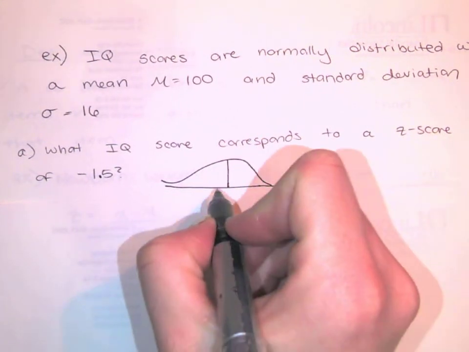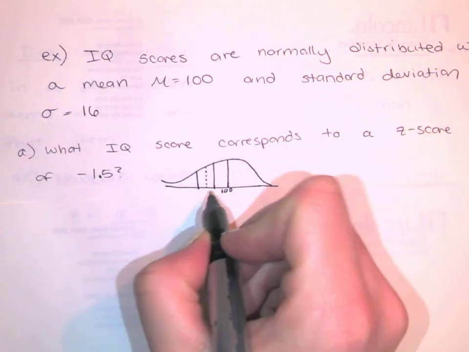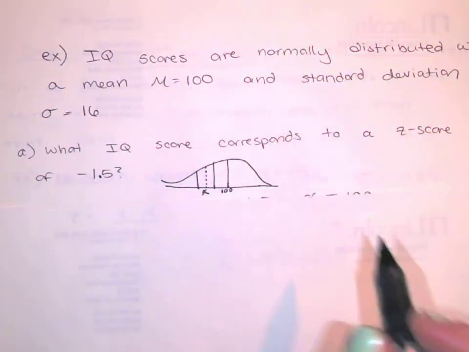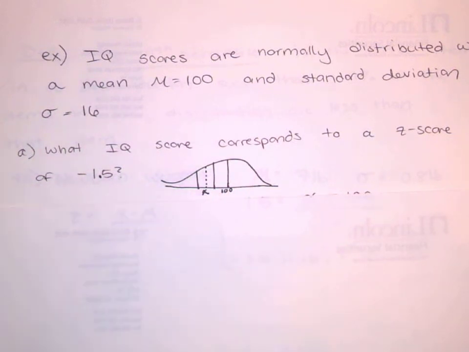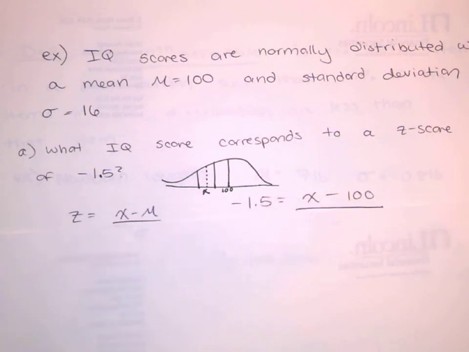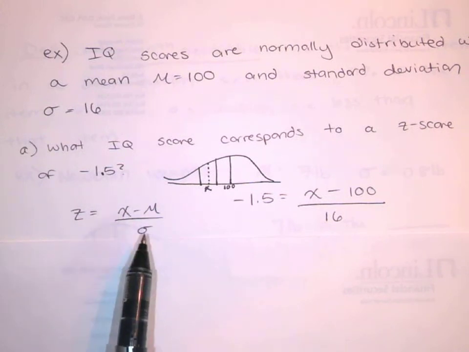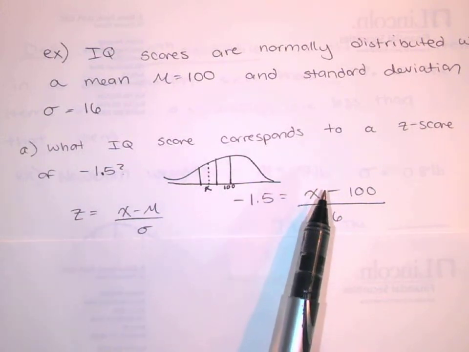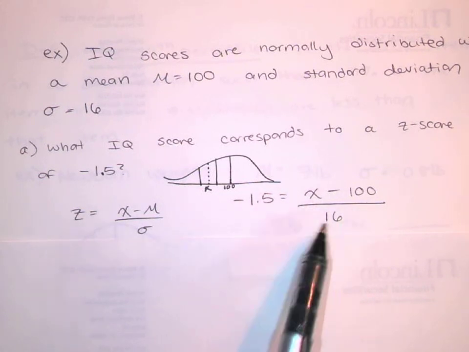So our mean is 100, and we want to know what value x is 1.5 standard deviations below that mean. So we can think about computing with standard deviations, or we can just plug everything into the formula for the z-score. Z is x minus mu divided by sigma. So what we want to know is what x gives a z-score of negative 1.5. So I set up this formula. Negative 1.5 is x minus 100 divided by 16.